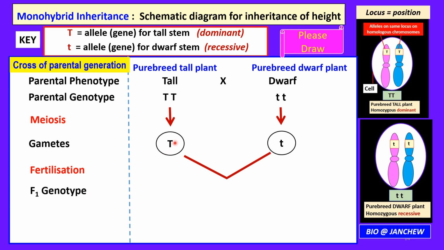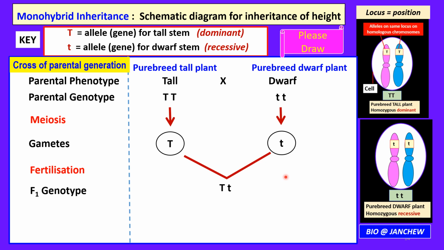So from here we can see that the gamete from the tall plant contains big T. The gamete from the purebred dwarf plant contains the small t allele. So when these two cells fuse together, we get a zygote and the offspring that contains the allele big T and the allele small t together. Okay? So all the F1 plants have the same genotype, or genetic composition, which is big T, small t, the genotype.